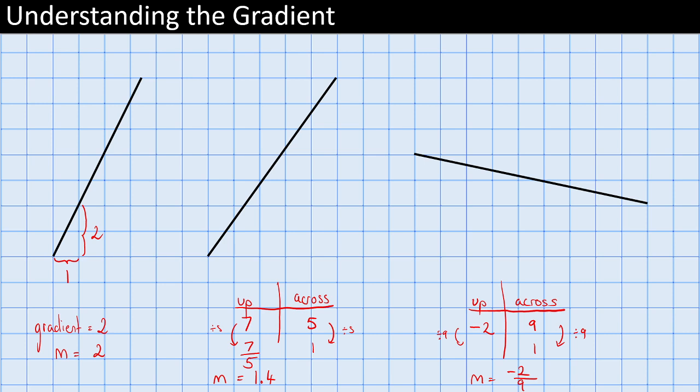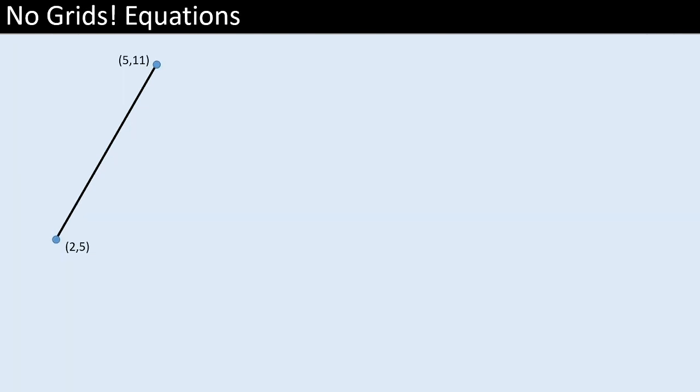So that is understanding how to work out the gradient, or the rate that something changes. Okay, gradients are always talking about rates. But we might not always have a grid. Okay, I know that's kind of like going, bah, but what if? We might not have grids. Okay, we might just be given 2 coordinates.